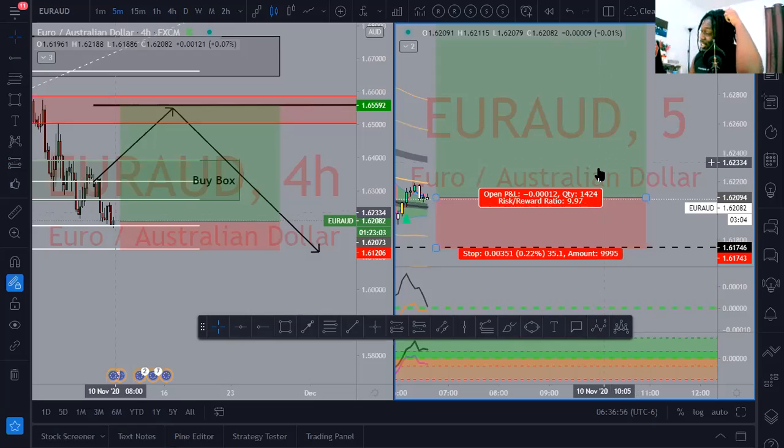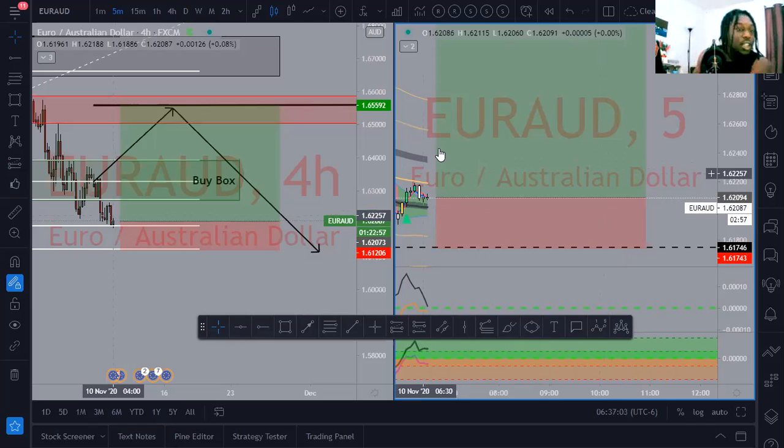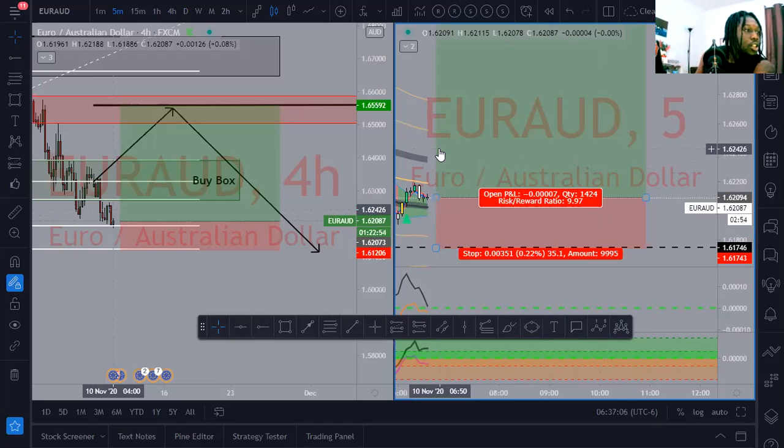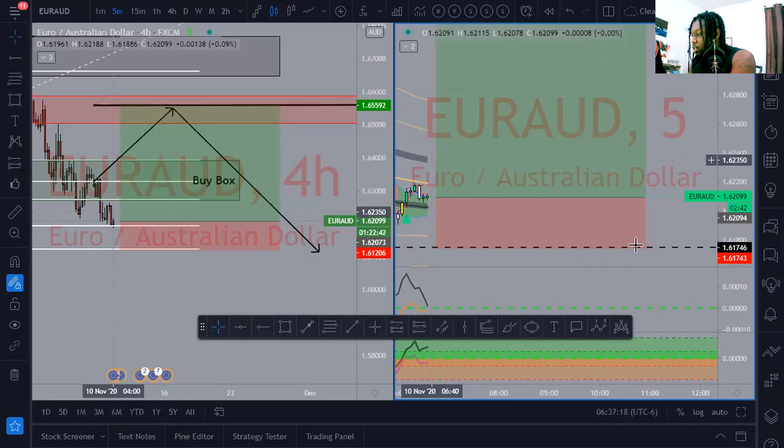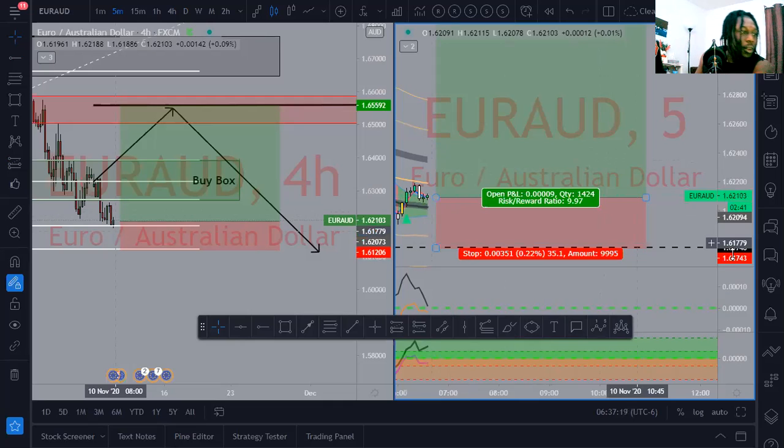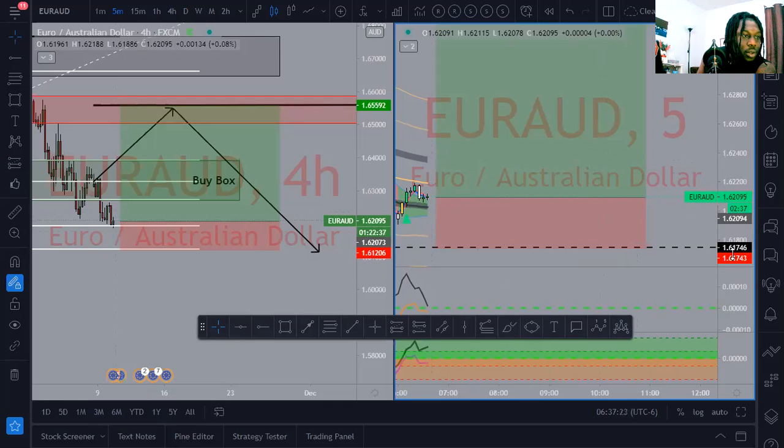I might actually play off this move as well. Like put one position, just like a little, you know what? Yeah, I'm gonna do that because I can. I'm gonna go ahead and just put one small entry and then have my stop loss at 1.61743 and see how that plays out. Well, it's not a small entry, it's literally the same size. It's just a smaller stop loss. 1.61743.